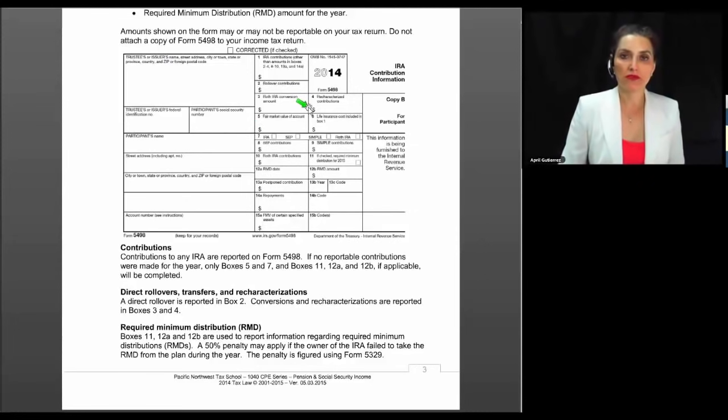Recharacterized contributions refer to amounts that were converted from a traditional IRA into a Roth IRA and then sent back, and we call that a recharacterization. And we have a number of other boxes on here as well, including SEP contributions, simple contributions, Roth IRA contributions, and also then we get down here to something that says RMD, and that relates to required minimum distribution and the date of it and the required minimum distribution amount. We're going to talk about RMDs later in today's class.